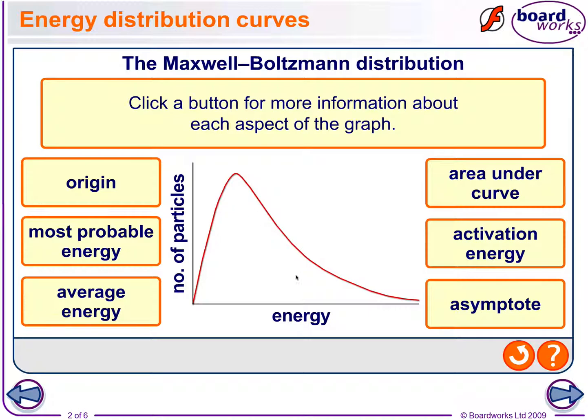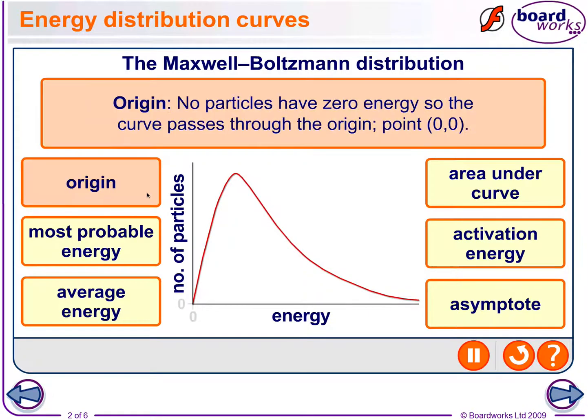Now, as you can see, it shows that, for example, at an energy of 0, there are no particles in the system that have 0 energy. If we go along a bit, although this curve isn't numbered, it's showing me that more particles have this energy down here than any other, because, as you can see, that's the one with the largest number of particles. So we're going to go through the curve bit by bit, starting with the origin.